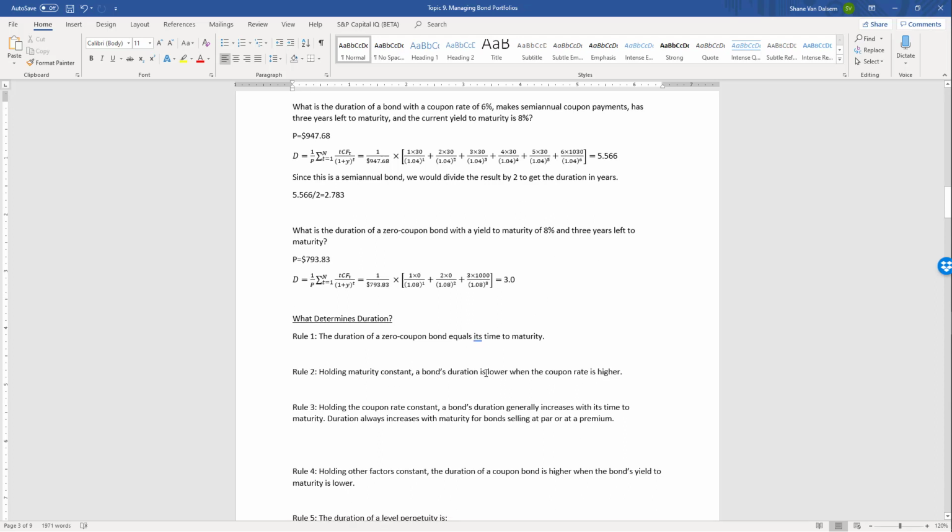Holding maturity constant, a bond's duration is lower when the coupon rate is higher, so it has less interest rate risk. Bonds with higher coupon rates have lower interest rate risk, holding all else equal.